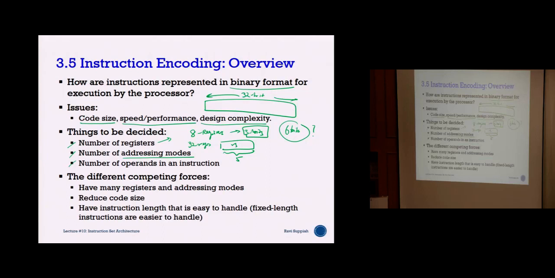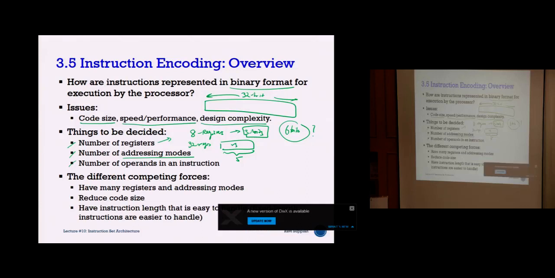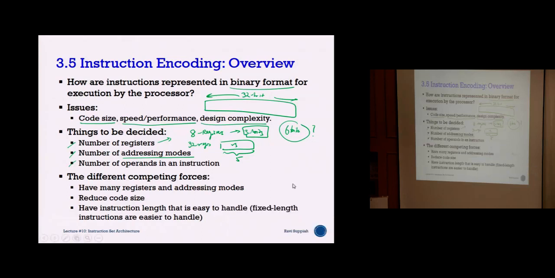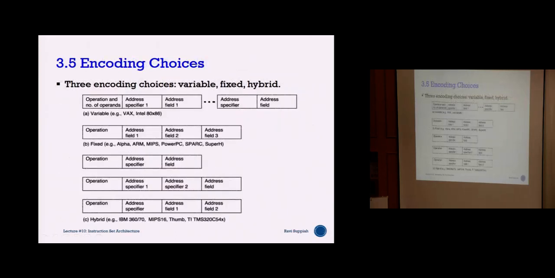Do I want to support direct memory access and arithmetic operation at the same time? Things like that. There are a lot of factors to consider, because of the number of registers, the size of the code, and so on. So let's look at some of the encoding options. These are some of the possible encoding options that you can have.